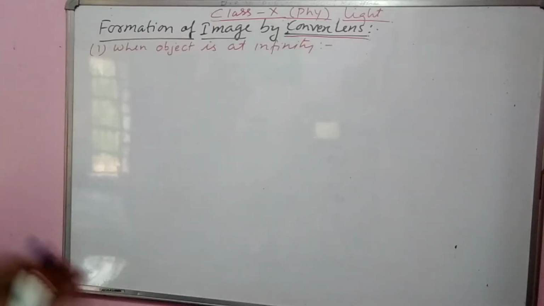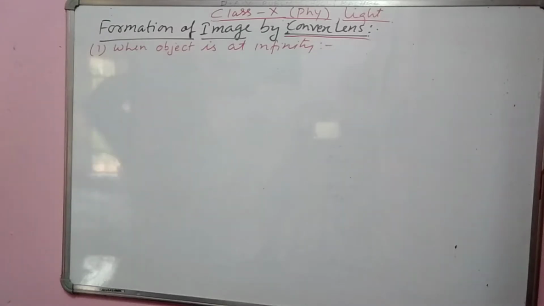Hello my dear student, today I am going to explain formation of image by a convex lens. It will be beneficial for class 8 and also class 10. This is the basic thing for standard 12 to study optics. So, formation of image by convex lens. I am considering the first situation, that the object is placed at infinity.